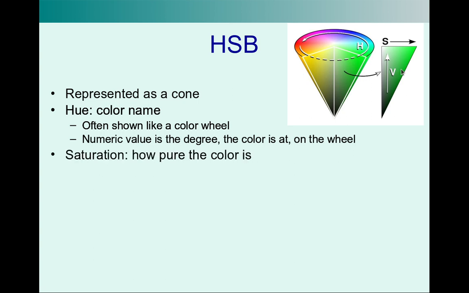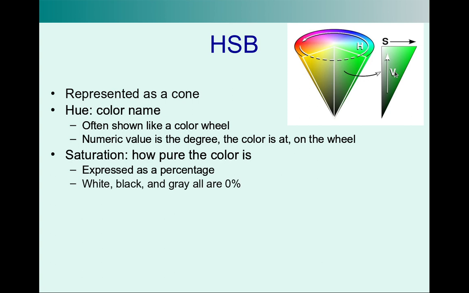Next is saturation, which represents the purity of the color. This is also expressed as a percentage. For example, white, black, and gray do not have any saturation of any color, and that's why they are all 0%.